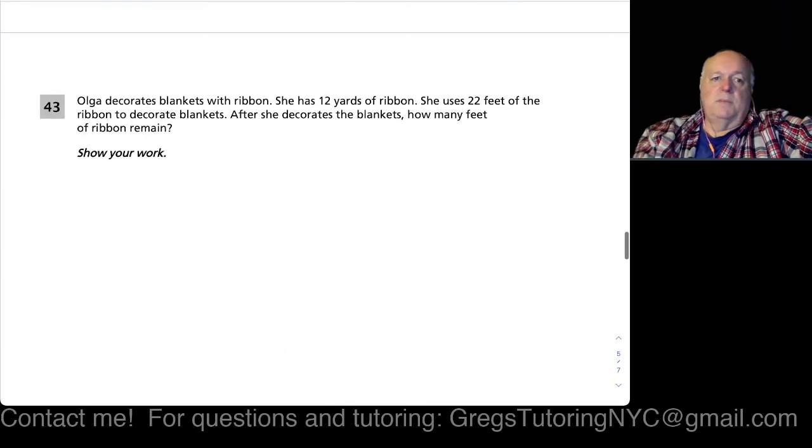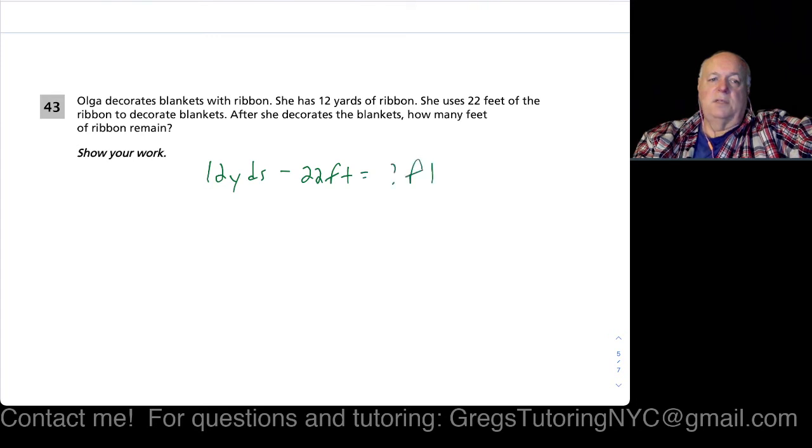Okay, Olga decorates blankets with ribbon. She has 12 yards of ribbon. She uses 22 feet to decorate blankets. How many feet remain? So it's 12 yards minus 22 feet equals how many feet? Okay, this is feet, that's yards.